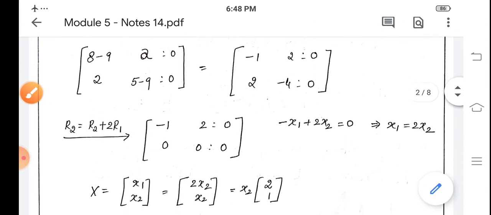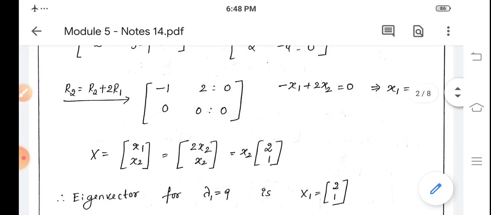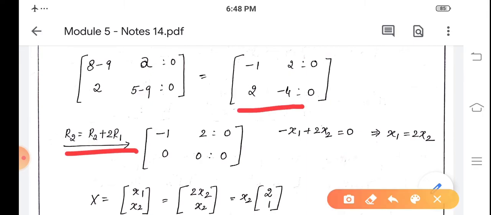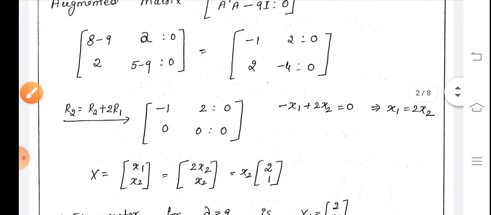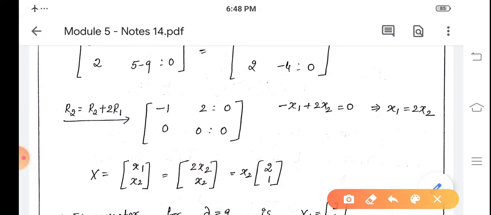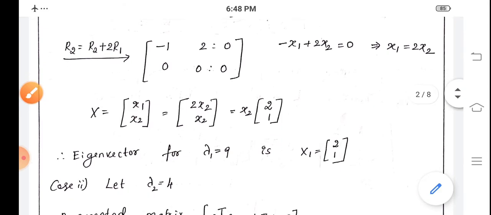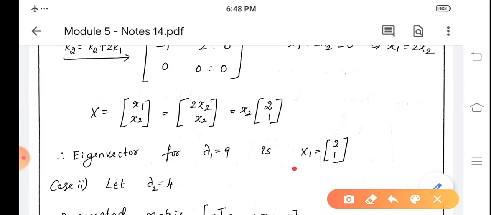We reduce this augmented matrix to echelon form by row operation. We write the row operation for the second row as R2 equal to R2 plus 2 times R1. Then it will be [-1, 2 | 0; 0, 0 | 0]. So we have the equation minus x1 plus 2 x2 equal to 0. That gives x1 equal to 2 x2. Now the column vector x equal to (x1, x2), where x1 is 2 x2, so (2 x2, x2), or x2 times (2, 1). So we write the eigenvector for lambda equal to 9 as x1 equal to (2, 1).